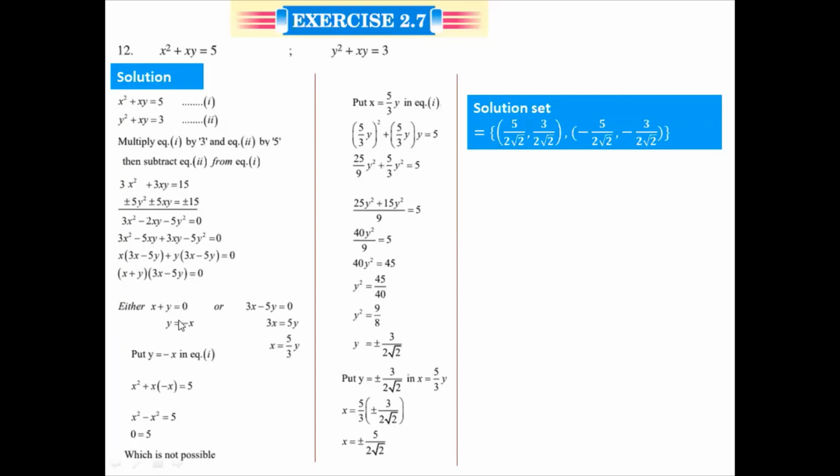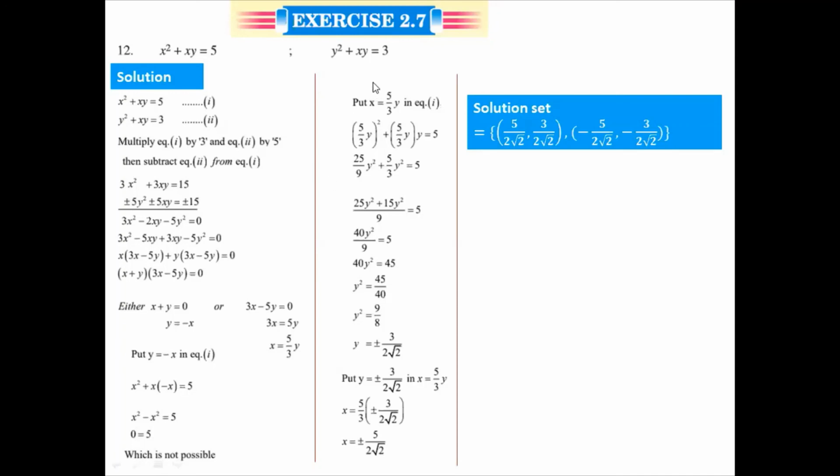So when x plus y is equal to 0, we have a linear factor y is equal to minus x. And again from 3x minus 5y is equal to 0, we have 3x is equal to 5y, or x is equal to 5 by 3 y. So first put y is equal to minus x in equation 1. So x square plus x times minus x is equal to 5. x square minus x square is equal to 5. So this cancels out, and we get 0 is equal to 5, which is not possible.